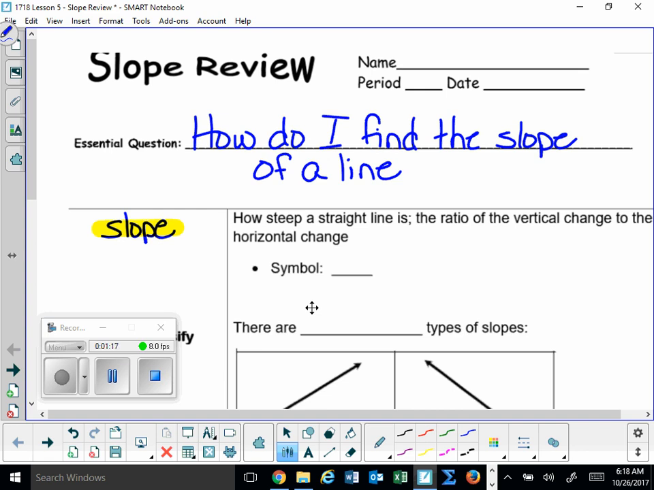Mathematically, slope is the ratio of the vertical change to the horizontal change. Our symbol is the lowercase m. So our slope is the change in the vertical over the change in the horizontal, otherwise known as rise over run, otherwise known as y sub 2 minus y sub 1 over x sub 2 minus x sub 1.